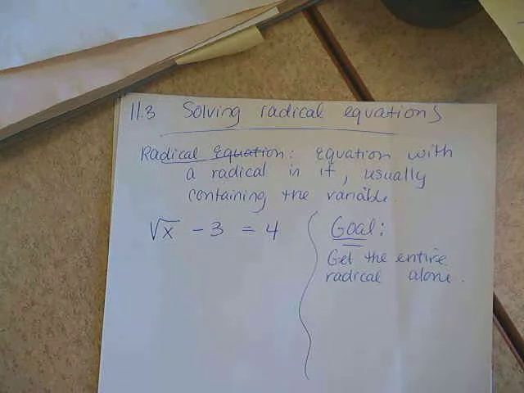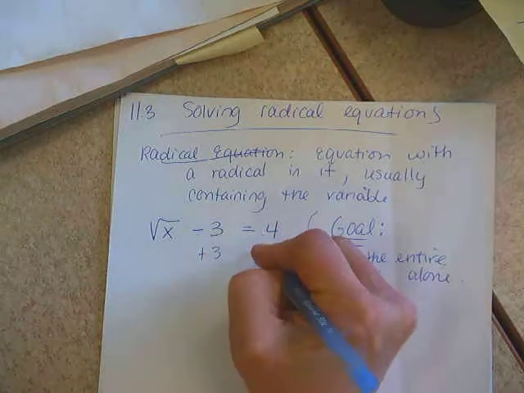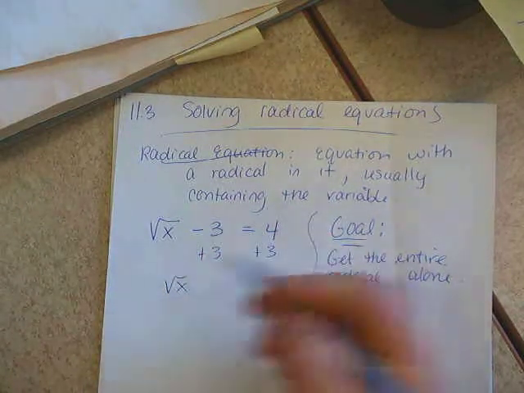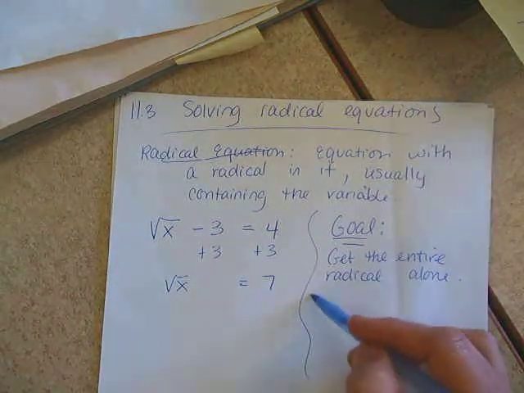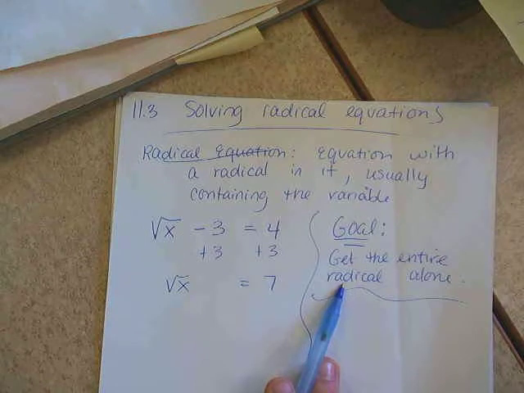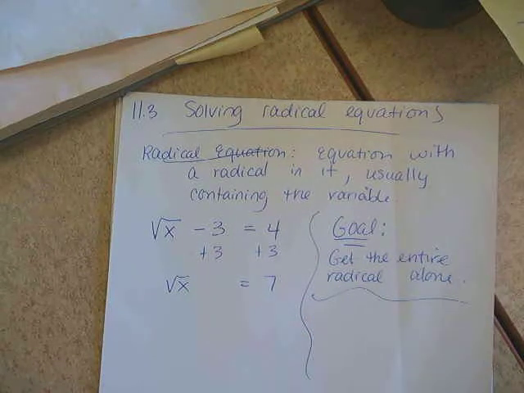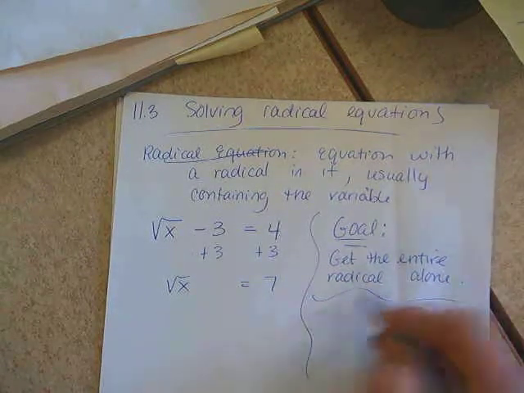So what would you do to get rid of negative 3? Plus 3. You're going to add 3. So we get the square root of x is 7. So our first goal is satisfied. We got the radical alone.